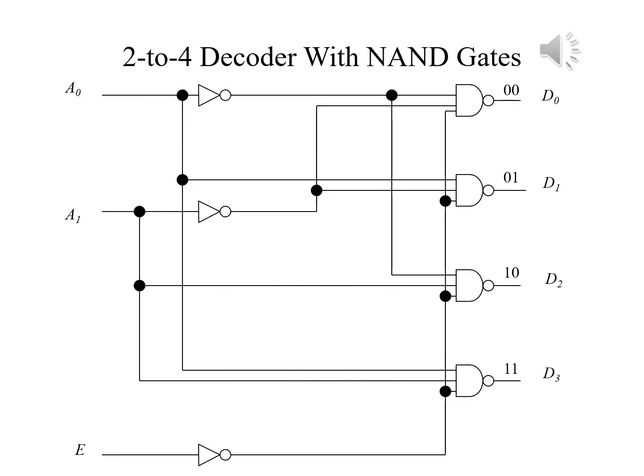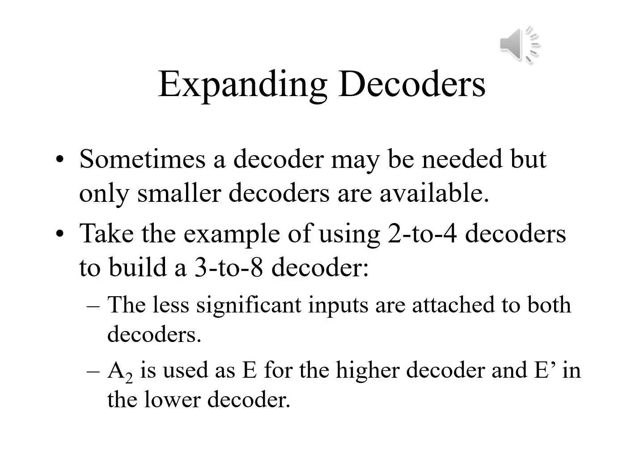The 2 to 4 decoder looks very much like what we had last time. We have either 1 or 0 going to the various gates, and we'll have all 4 combinations accounted for. You'll notice again that the enable is inverted, so it's going to be a 0 going into the various NAND gates. Sometimes we may be looking for a particular decoder, but what we'll only find available to us are smaller decoders. Let's take a look at an example where we are looking to build a 3 to 8 decoder, but what we have available to us are 2 to 4 decoders.